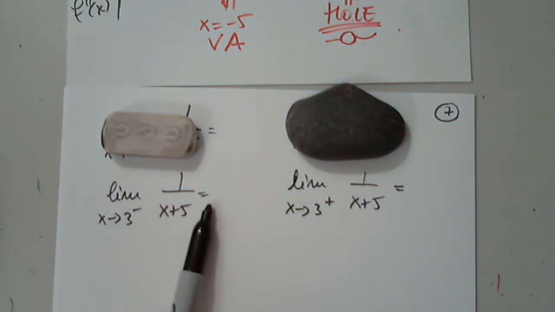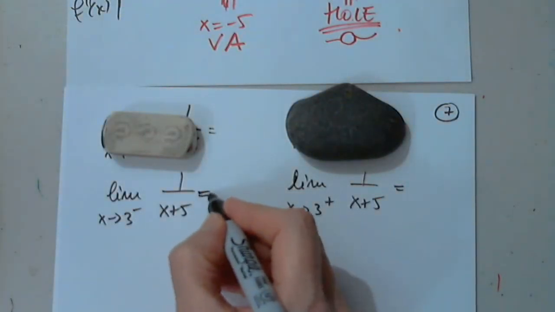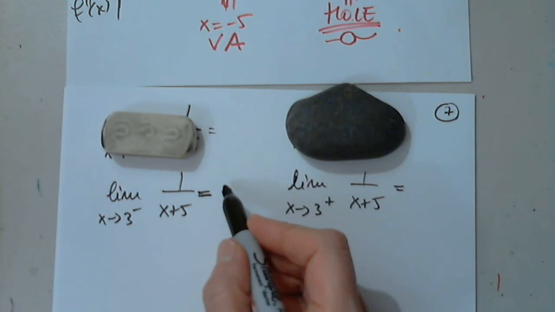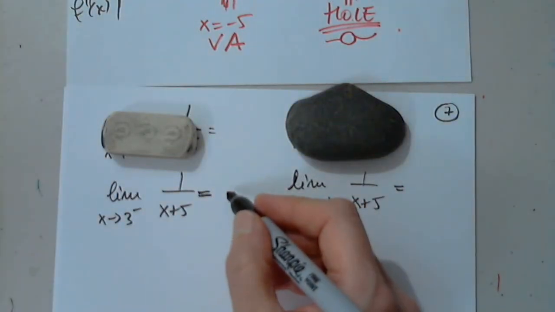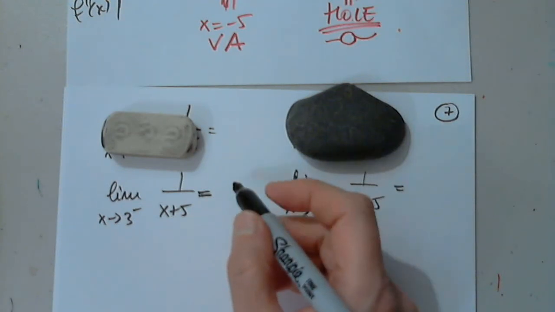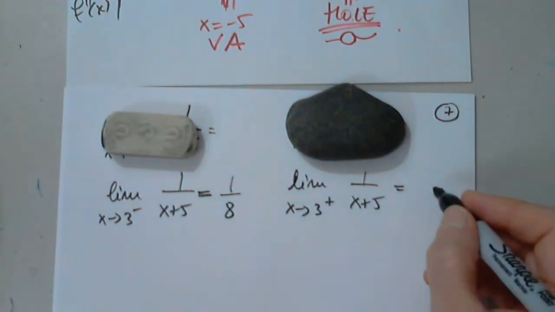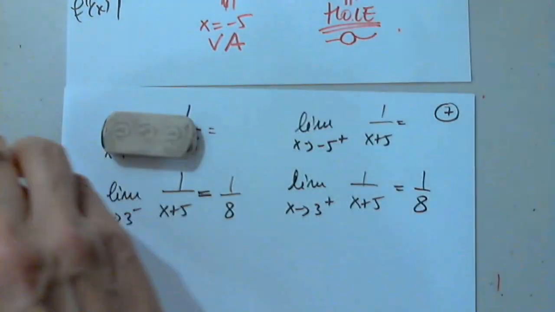Can anyone give us this limit? It's okay if you're wrong. You couldn't be. Is that 1 over 8? That's it. Good.